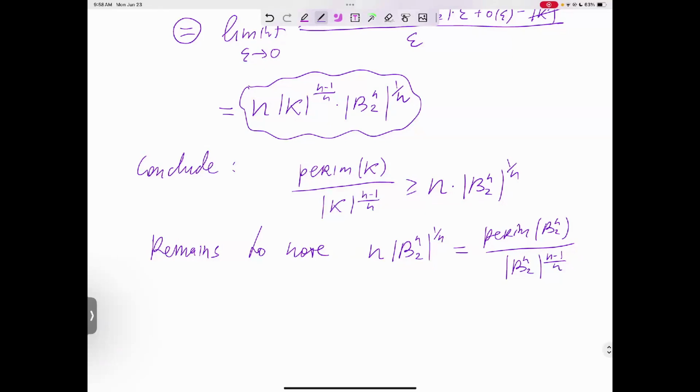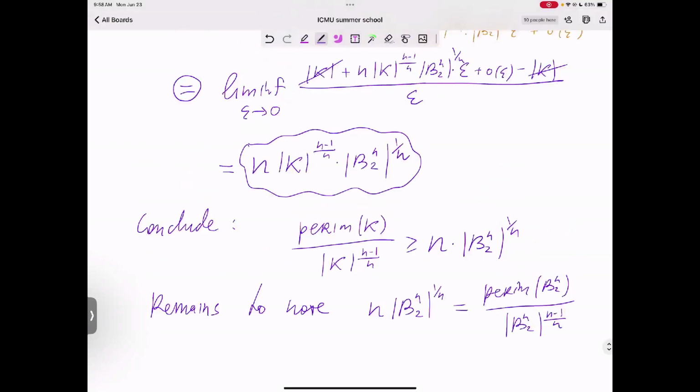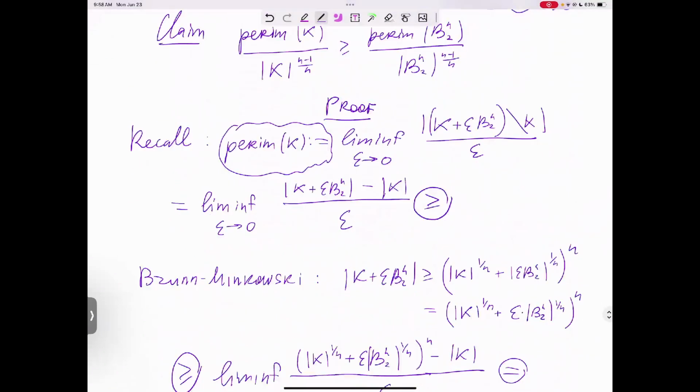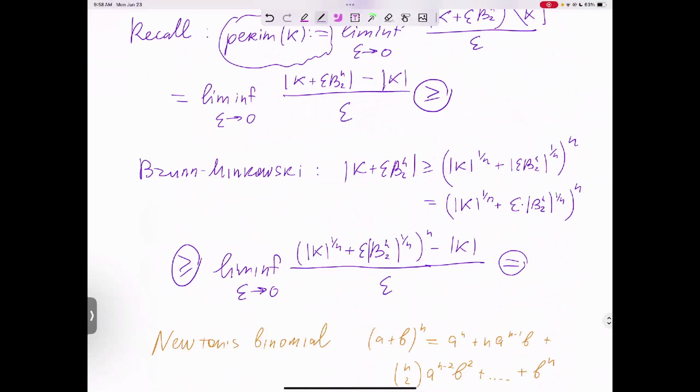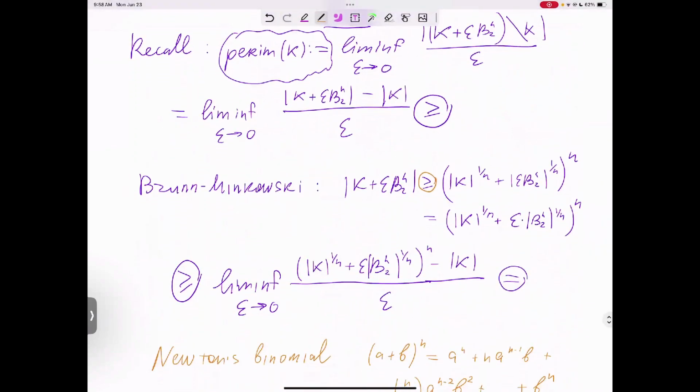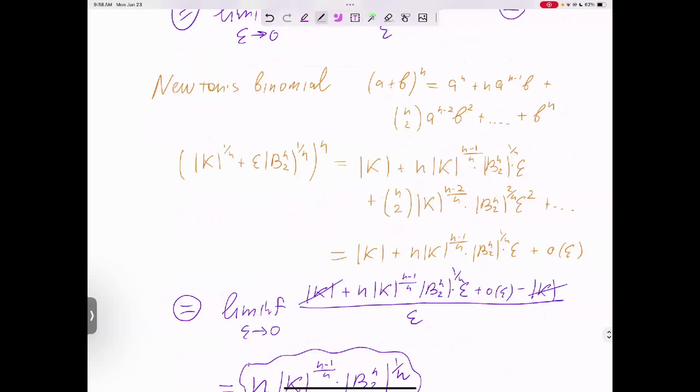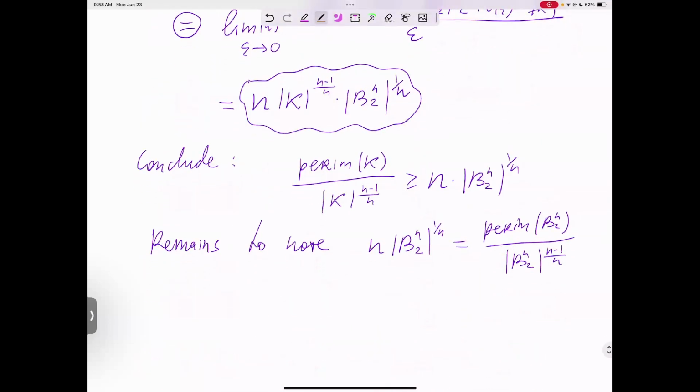One way to see it quickly, without studying volumes of balls, is to look through this chain of inequalities. It asserts that equality occurs in the Minkowski inequality that we used when K is a ball. Remember, thanks to somebody's question, we discussed that in the Minkowski inequality we have equality if the sets are dilates. So if K itself is a ball, we have equality everywhere.